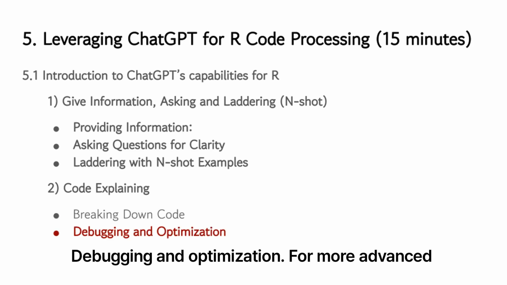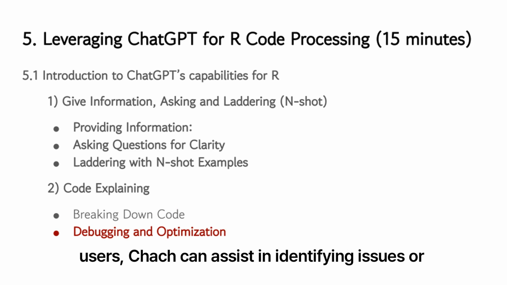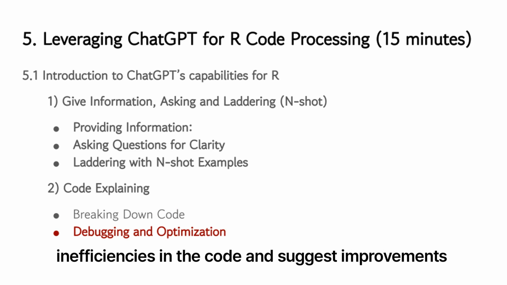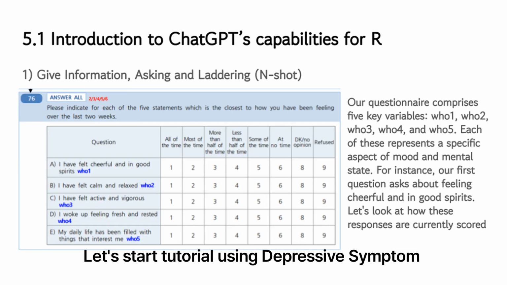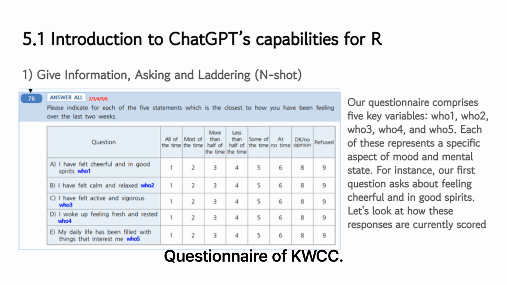Debugging and optimization. For more advanced users, Chat can assist in identifying issues or inefficiencies in the code and suggest improvements or optimizations. Let's start the tutorial using the Depressive Symptom Questionnaire of KWC.